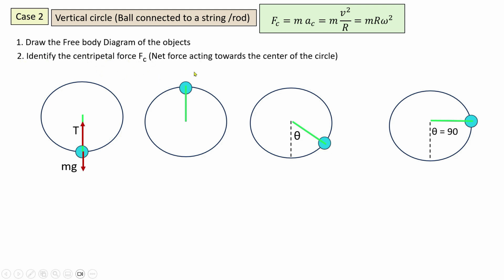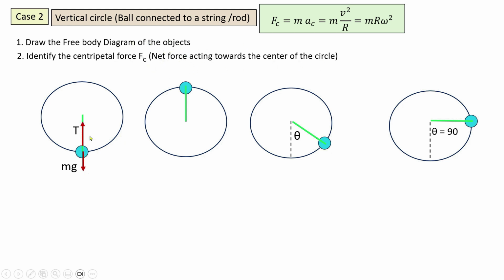Step 2 is to identify the centripetal force. How do we do that? Net force acting towards the center. So one might say that T, the tension, should be the centripetal force since it is acting towards the center. But it is not just T. T is acting towards the center, but mg is going away from the center.